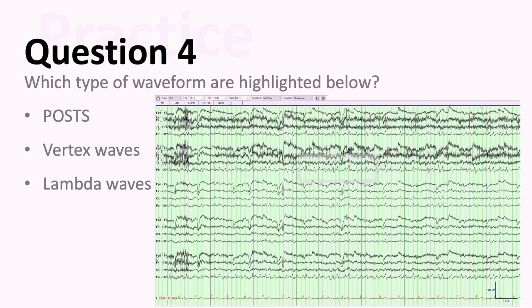Question 4. Which type of waveform are highlighted below? Post, vertex waves, or lambda waves? If you answered lambda waves, you'd be correct. Notice that there is myogenic artifact in the recording here, and you do see vertical eye blink artifact and horizontal ocular artifact, so you know the patient's awake. And remember that vertex waves and posts occur during N1 sleep, whereas lambda waves occur during wakefulness during visual scanning.